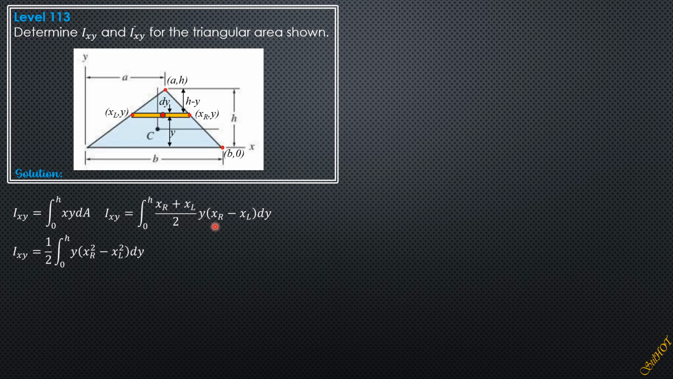So let's derive right x and left x by defining the slope of this part. So m1 equals y minus 0 over left x minus 0, and it is equal to h minus 0 over a minus 0. So therefore left x is ay over h, and squaring left x, that is a squared y squared over h squared.